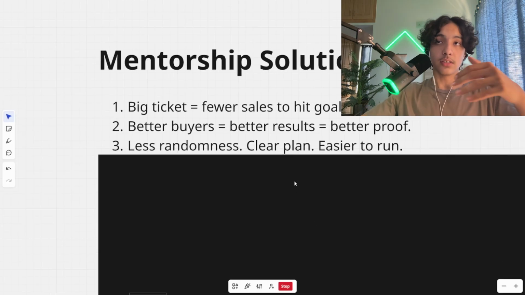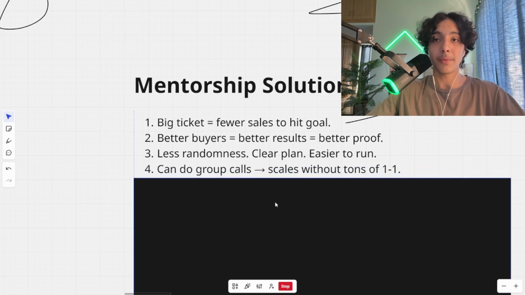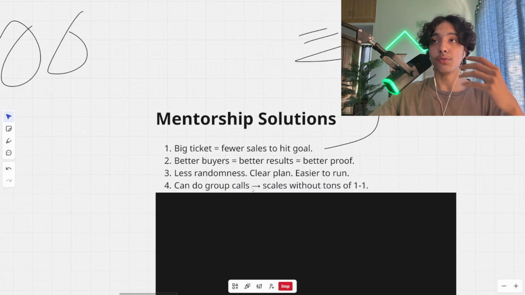Again, I'll keep repeating this. It's way easier to deal with less people, and you're going to make more money with those less people, and you're going to have less of a pain in the ass. Number 4, you can also do group calls. So it scales without just tons of one-on-one.